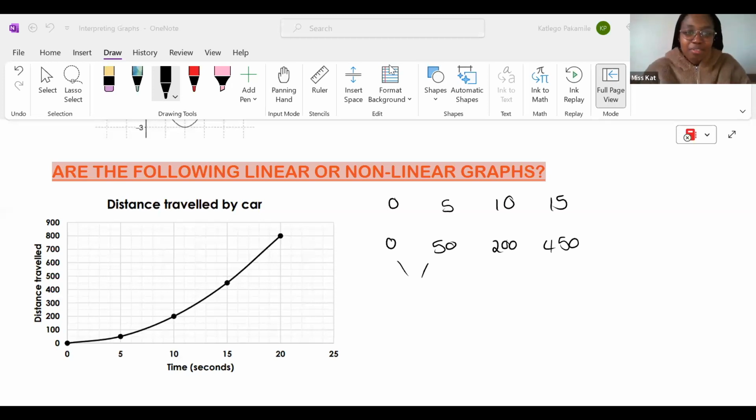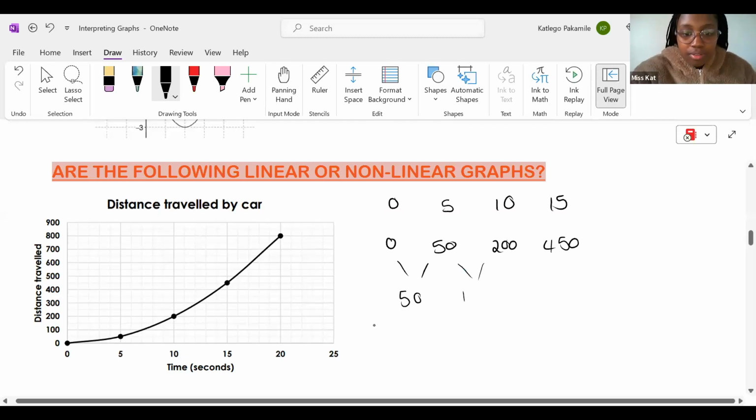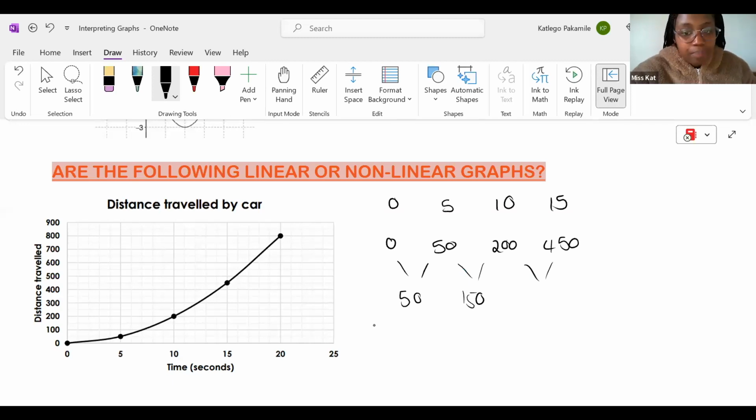To go from 0 to 50, how much do we add, guys? How much did we go up by? Yes, yeah, 50. And then from 50 to 200, how much did we go up by? So 50 to 200, we went up by 150. 200 to 450, guys. How much did we go up by? 250.